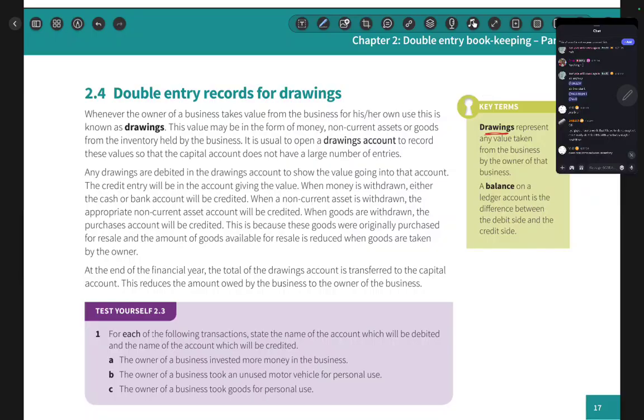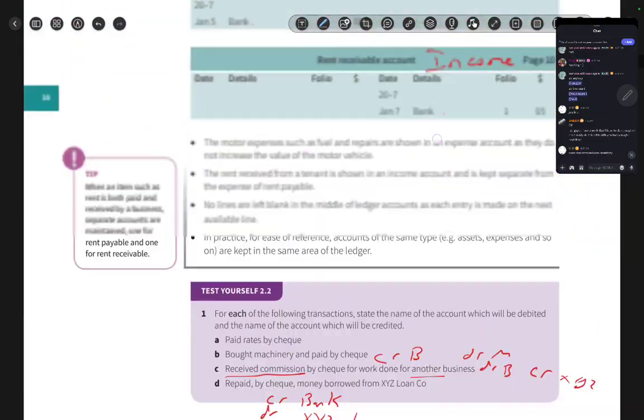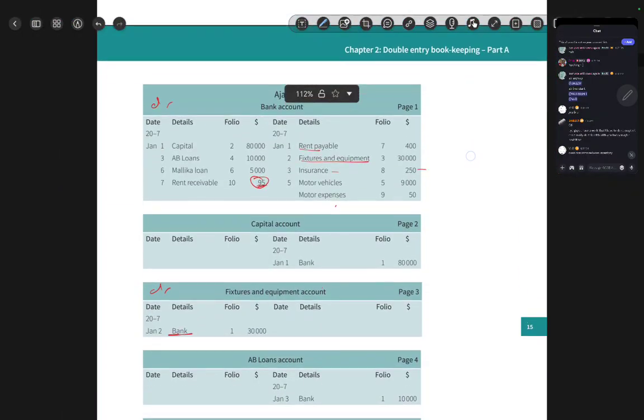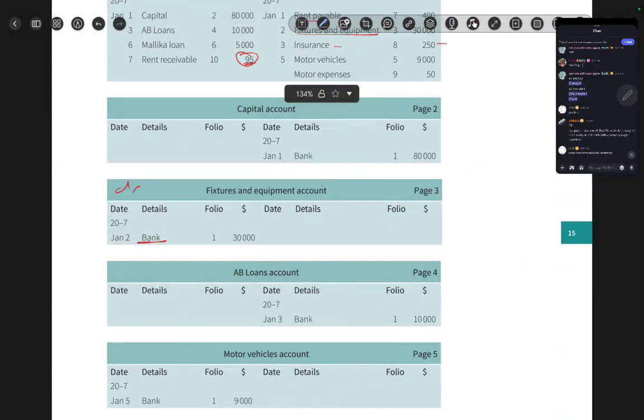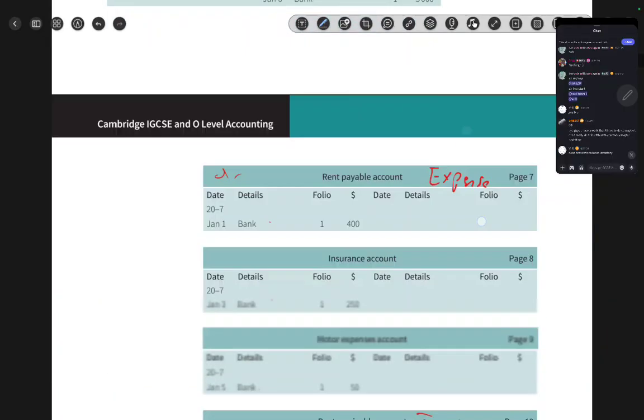Normally, yes, that wouldn't be wrong, but the reason we do not do it in the capital account, and we make a separate drawings account, is so that the capital account does not have a large number of entries, okay? Because if you keep taking drawings and you keep recording it in your capital account, it will be huge. You won't be able to actually see the capital you invested. That's why the capital account is mostly not crowded at all. You only put your final profit or your final total drawings or something like that. Okay.